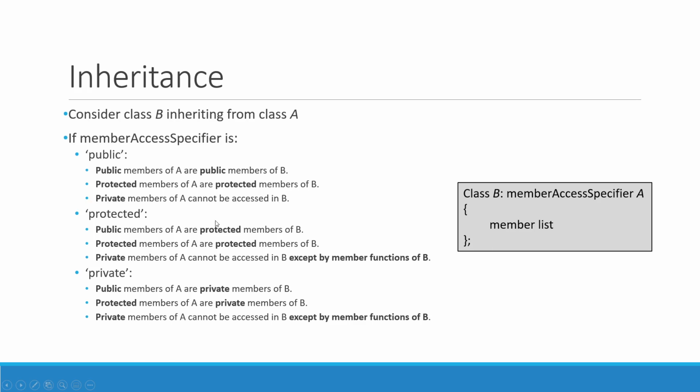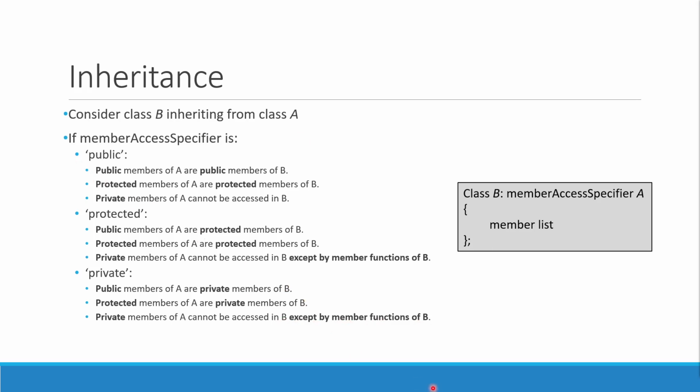If you set this to protected, public members of A are protected members of B. Protected members of A are protected members of B. And private members of A cannot be accessed in B except by member functions in B. And if you set it to private, public members of A become private members of B. Protected members of A become private members of B. And private members of A cannot be accessed in B except by member functions of B.